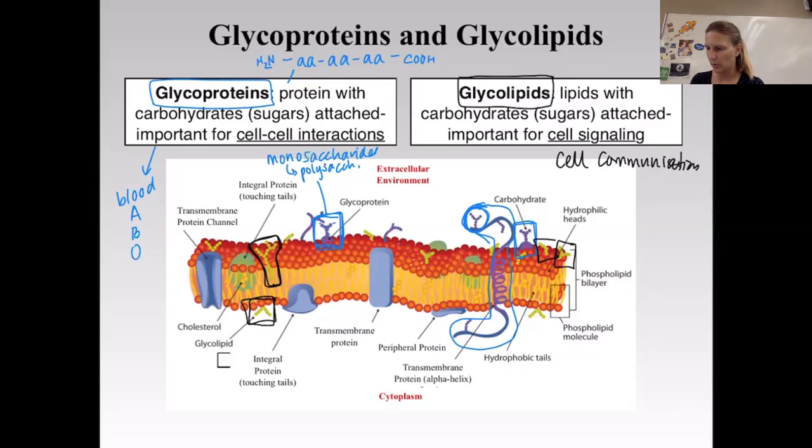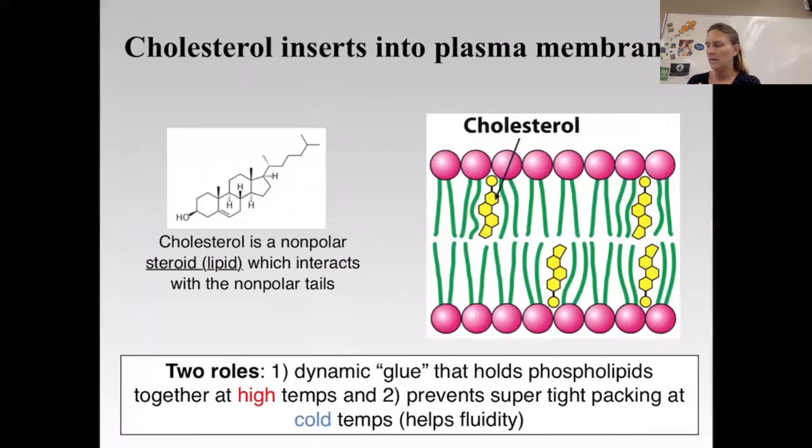All right, so glycoproteins, proteins modified by carbohydrates, important in cell-to-cell interactions. Glycolipids are lipids or phospholipids that have been modified or have carbohydrates attached to them, and they're important for cell signaling. All right, so the last main component of the plasma membrane is something that's really important, and you've seen it before. It's cholesterol, right?